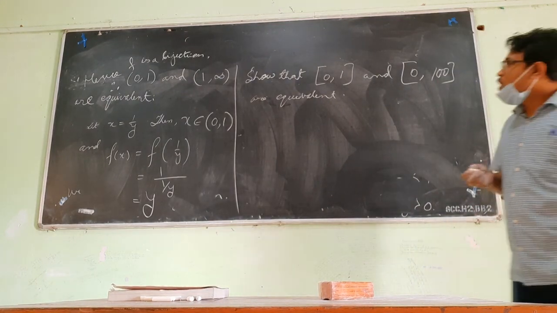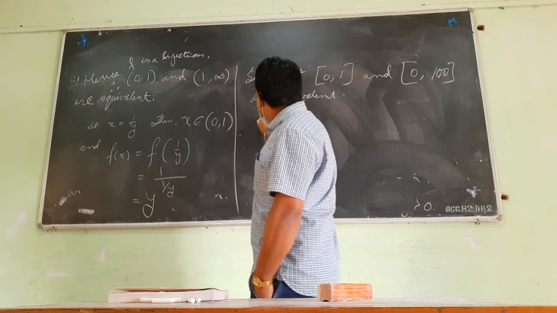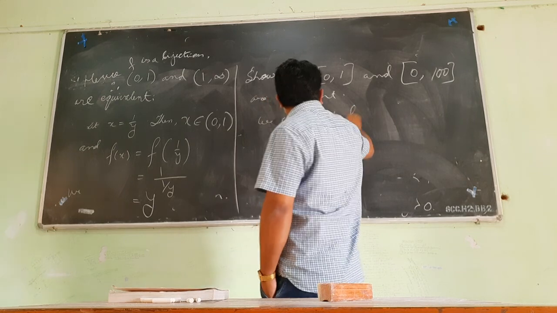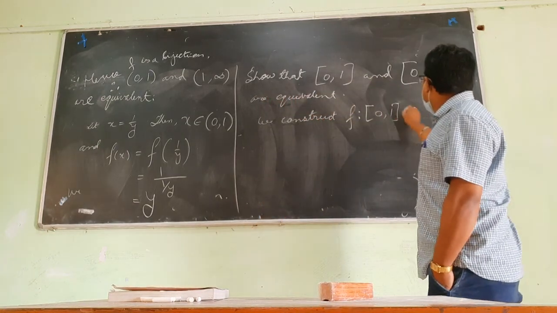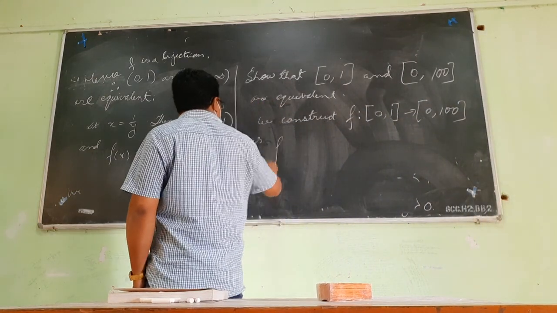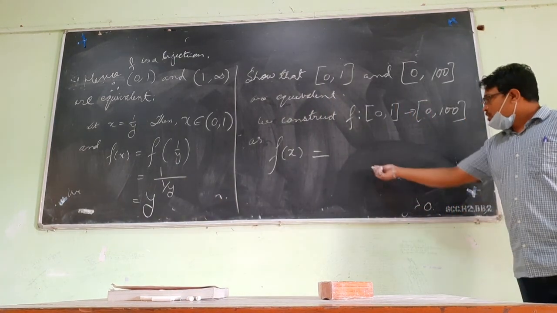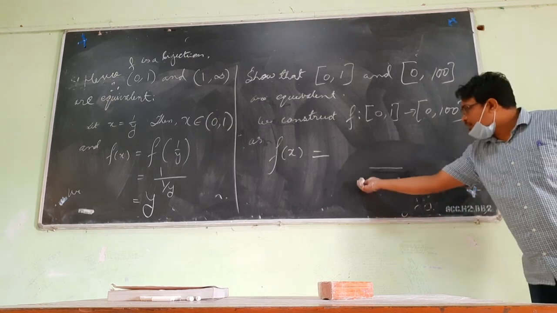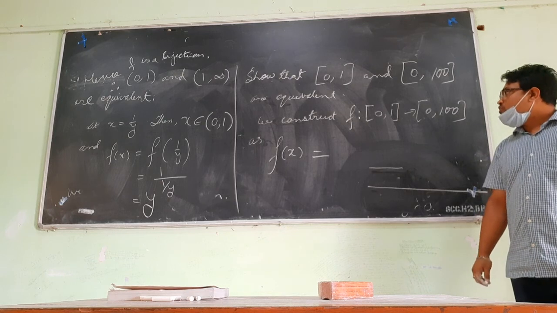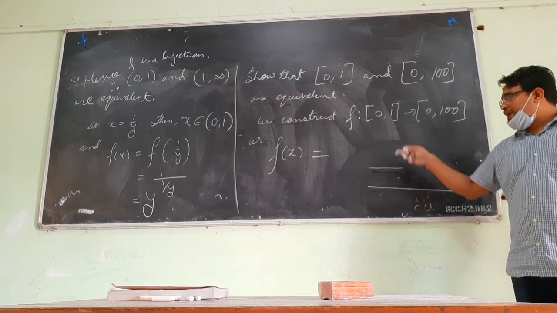How do you show it? What will be the function? Very simple. Just try to construct it. So we have to construct a bijection. We construct a bijection f from [0,1] to [0,100]. How will you construct this? f of x is equal to what? What should I write? Think. [0,1] is this length and [0,100] is say this length. I have to construct a bijection from [0,1] to [0,100]. f of x equals what should I write?